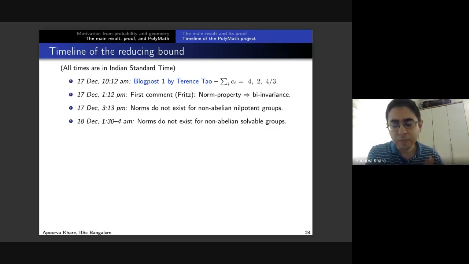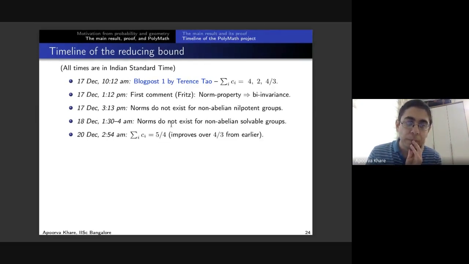Then I think people in America went off to bed. It was already 3 a.m. So then they woke up, and I think that's where the proof got proved that this doesn't exist for lamplighter groups, and therefore for non-abelian solvable groups. And then there was no progress because they tried to come up with more examples that work, and finally they gave up. So then they said, let us come back to improving this upper bound to zero.